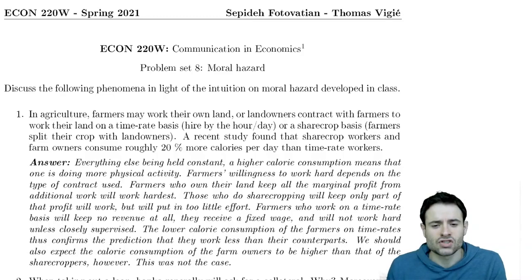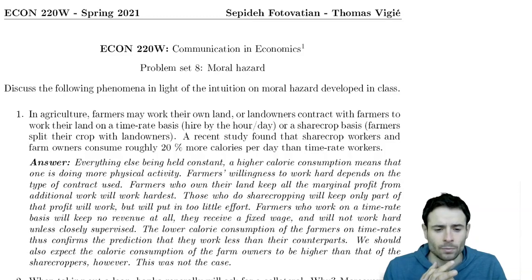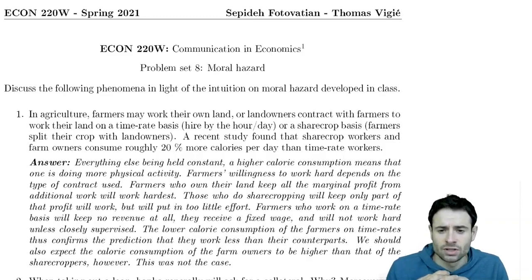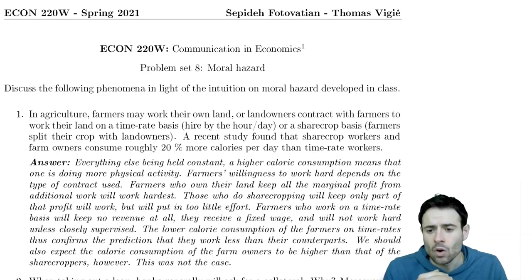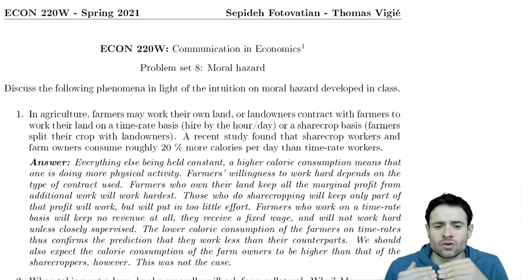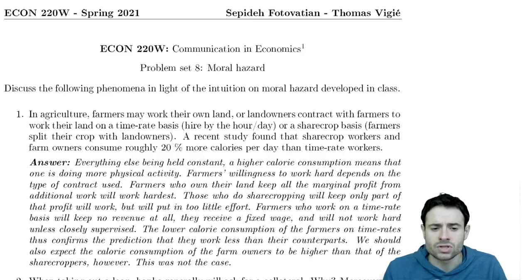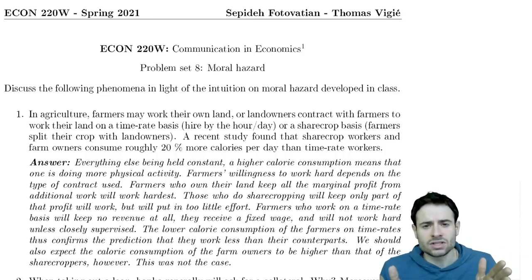Let's get into some of these situations and see how they relate to moral hazard. In agriculture, farmers may work their own land, or landowners contract with farmers to work their land on a time rate basis. So they hire by the hour or by the day. Or sharecrop basis. Farmers split their crop with landowners. A recent study found that sharecrop workers and farm owners consume roughly 20% more calories per day than time rate workers. First of all, consuming more calories while holding everything else constant means that somebody is exerting more effort.